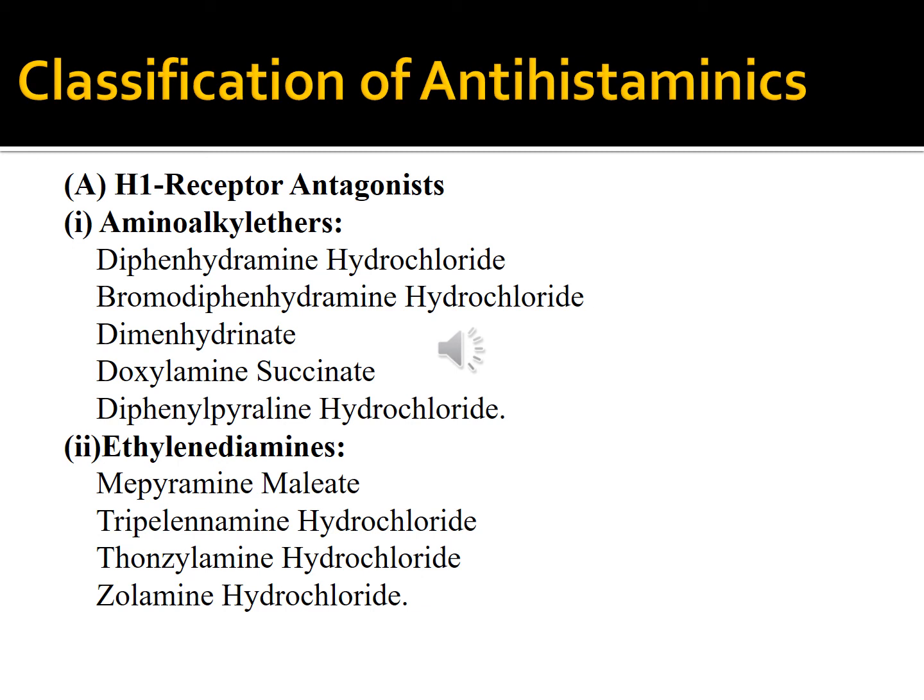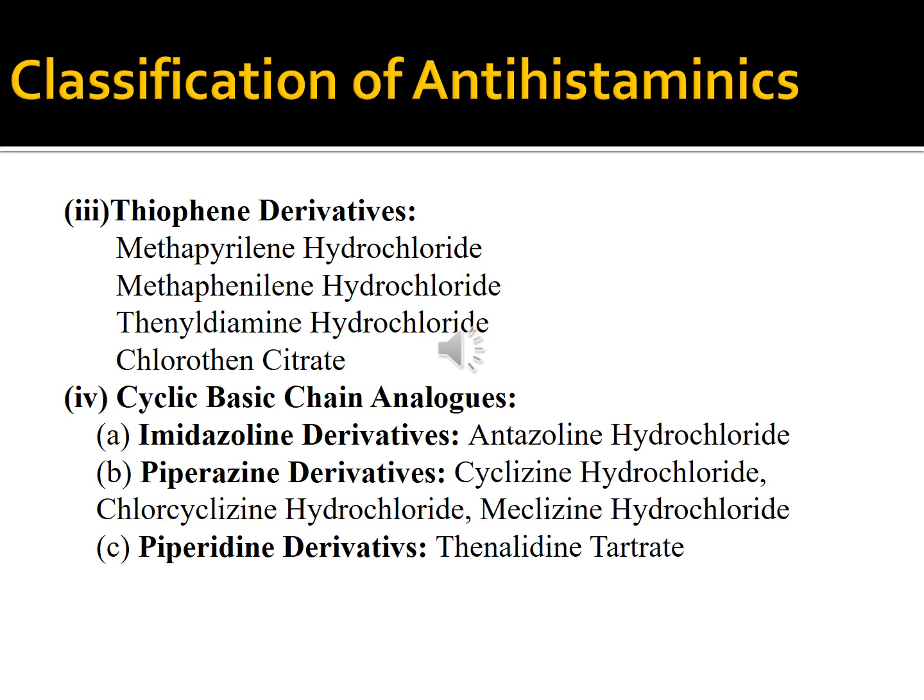Second category is ethylene diamines. Examples are mepyramine maleate, tripelennamine hydrochloride, tonzylamine hydrochloride, and zolamine hydrochloride. Third category is thiophene derivatives. Examples are methapyrilene hydrochloride, methaphenilene hydrochloride, thenyldiamine hydrochloride, and chlorothen citrate.